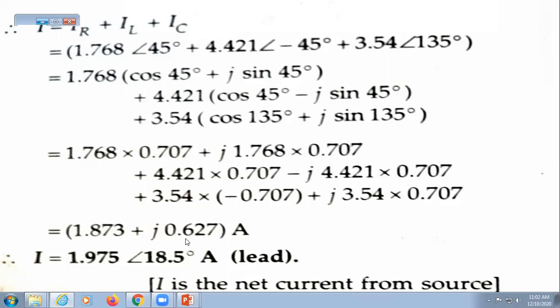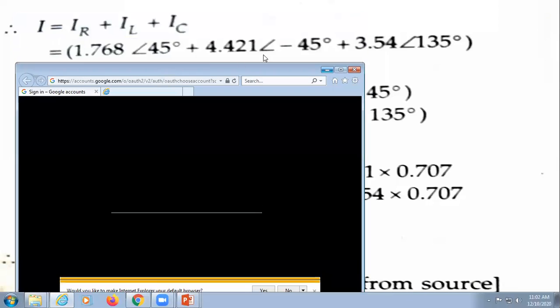After doing the multiplication and the addition, you will get the final answer as 1.873 plus j of 0.627 ampere in rectangular form. Convert into polar: 1.975 angle of 18.5 degrees ampere, which is leading. If you get a minus, that means it is lagging. So in short, the net current from the source I is 1.975 angle of 18.5 degrees ampere.